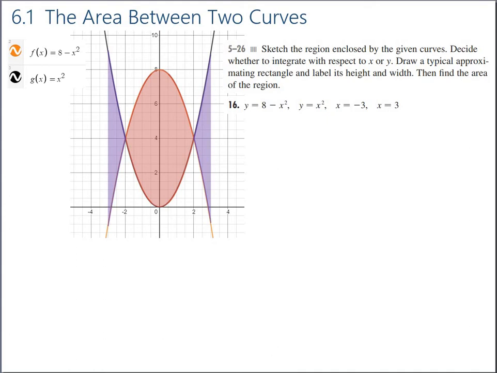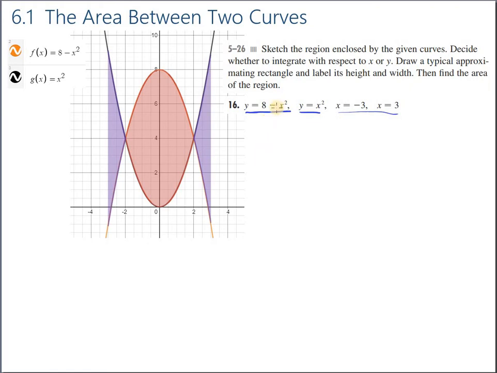We've got a parabola y equals 8 minus x squared. So that's this downward opening parabola. And just regular old y equals x squared, which is this one. And they ask you to find the area between -3 and 3, which is not where the two curves intersect. They intersect at -2 and 2. So we're going a little bit beyond that. They're asking you to actually find the total area here, both the red shaded area and the purplish shaded area.